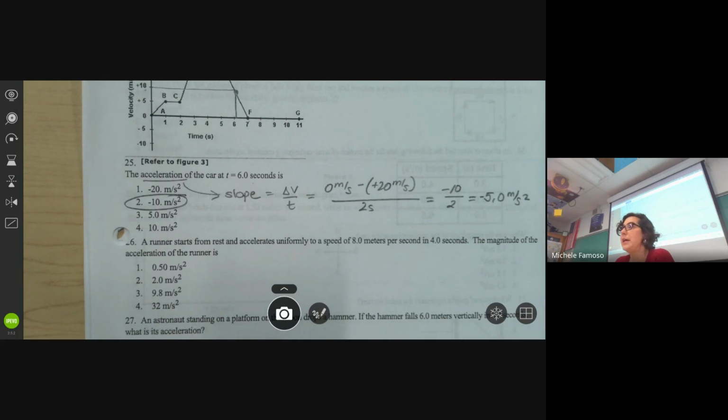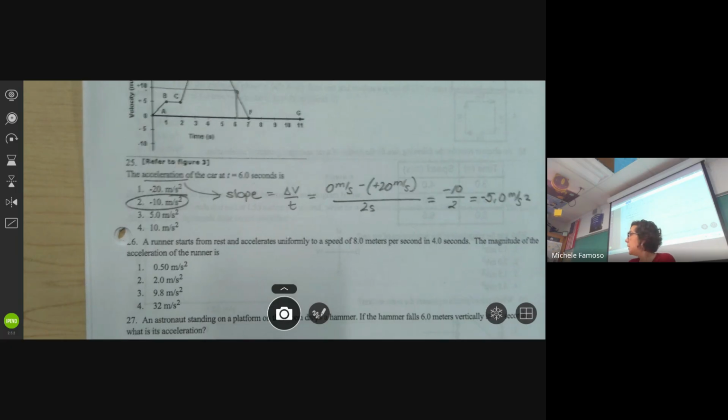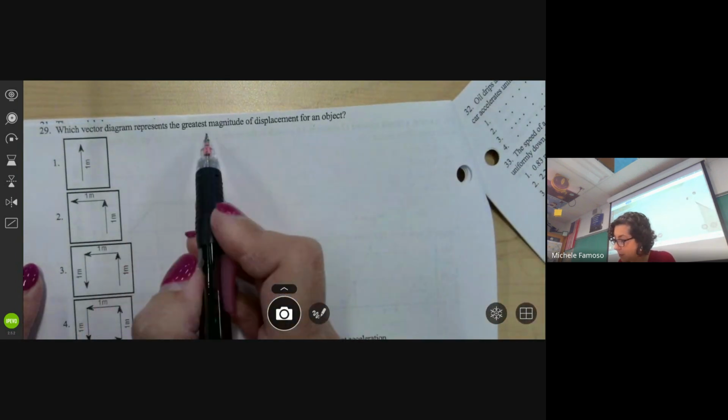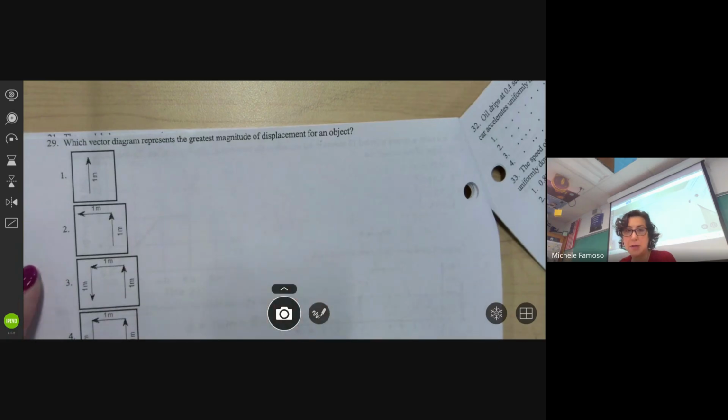Anything else through 28? All right, next 2 pages then through 36. Anything here through 36 that you'd like to go over? Kira. 29. Okay, 29. Which vector diagram has the greatest displacement?